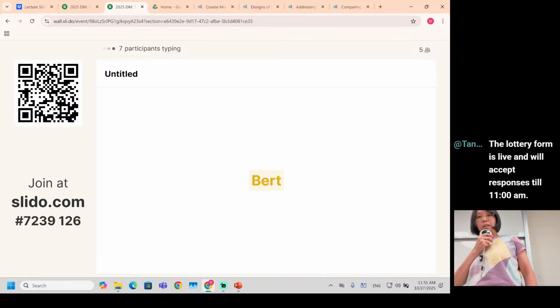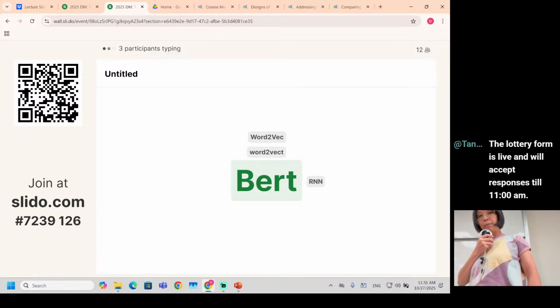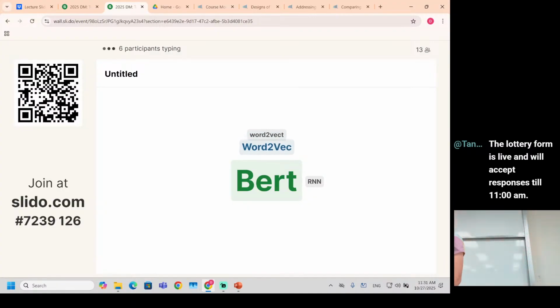Seven participants are typing. Five people have already participated. I don't have any answer yet. I only got BERT. I have Word2Vec. Some people believe Word2Vec can do it, RNN can do it. Some people think BERT.